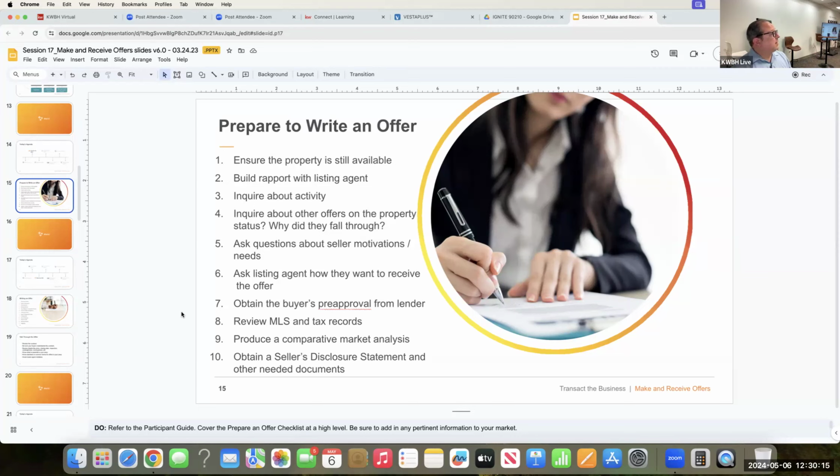The seller has to fill it out. The seller has 7 days to give disclosures to the buyer. It's part of the contract. Now, for anything that the seller does not disclose, there's always a danger that the buyer is going to find out and sue them for non-disclosure.